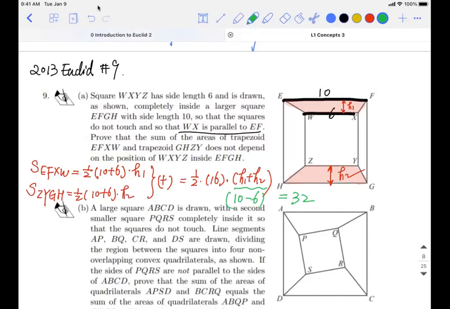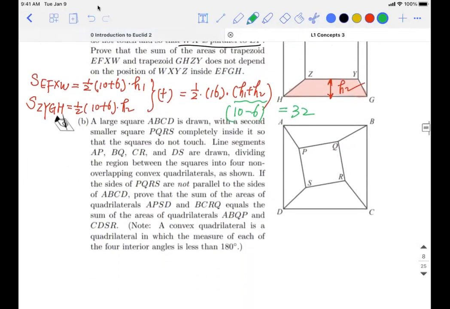That's it. So easy, right? If you can do this part, question 9 part A, you will be able to get at least 3 to 4 marks. These are the easy peasy marks, the free given marks. Don't abandon them. Try to use them. This is so easy.